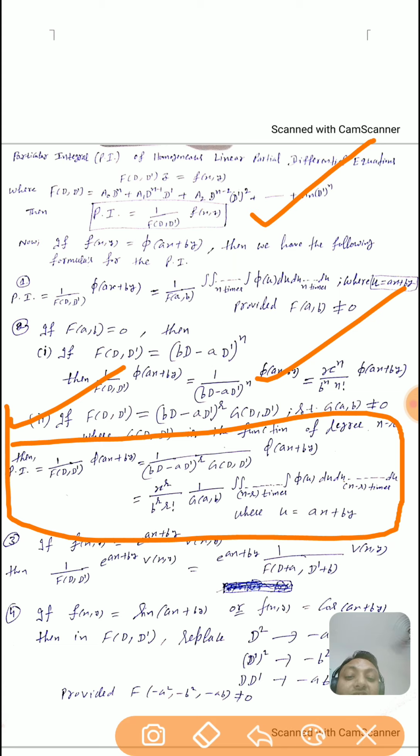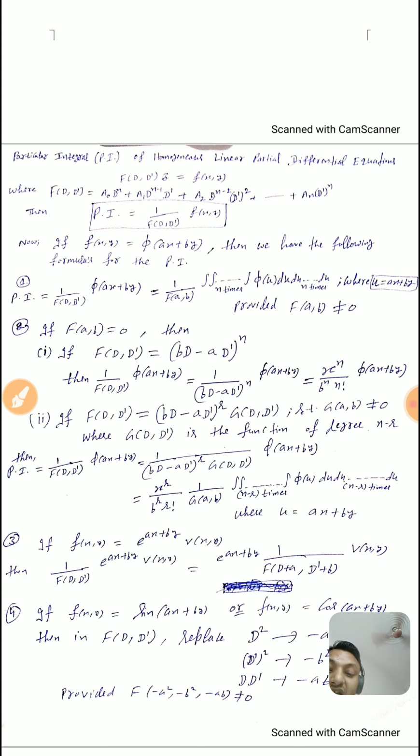integrating phi with respect to u n minus r times. Here n minus r times because g is the function of degree n minus r. So combining the first and second, we get the subcase 2 rule. So we are not going to prove this subcase 2 rule of case 2, because this is the combination of the first and second rule.